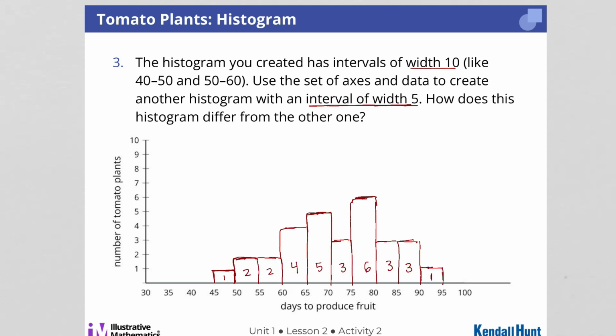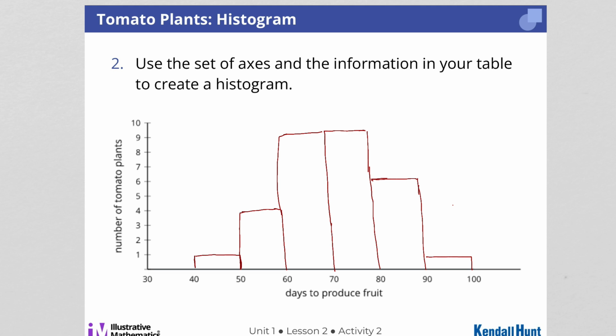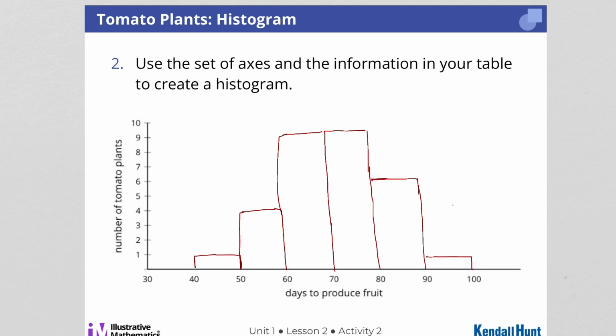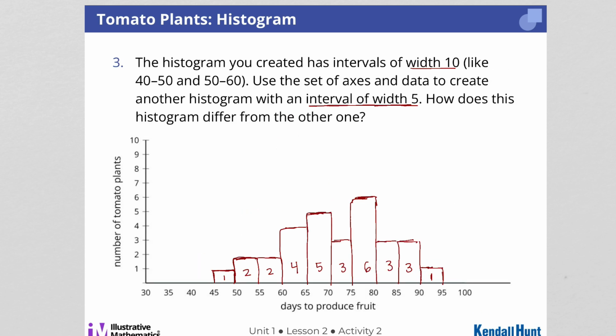Okay, this should be your final histogram with intervals of 5. So what are some of the things that make it different from our previous histogram? One of the first things that we notice right away is that it has more bars. But with the more intervals, we kind of get a better feel of the distribution of the shape.